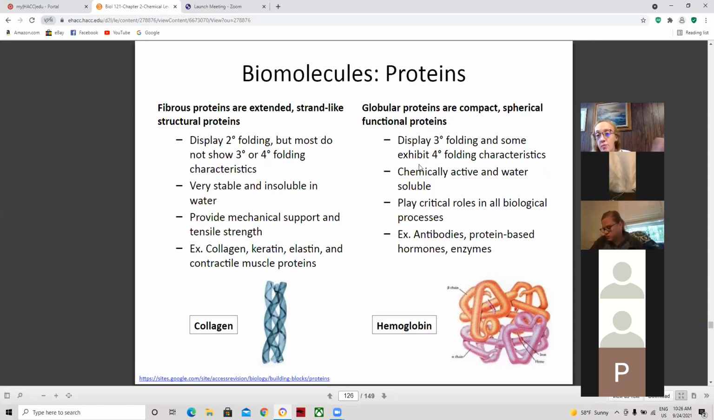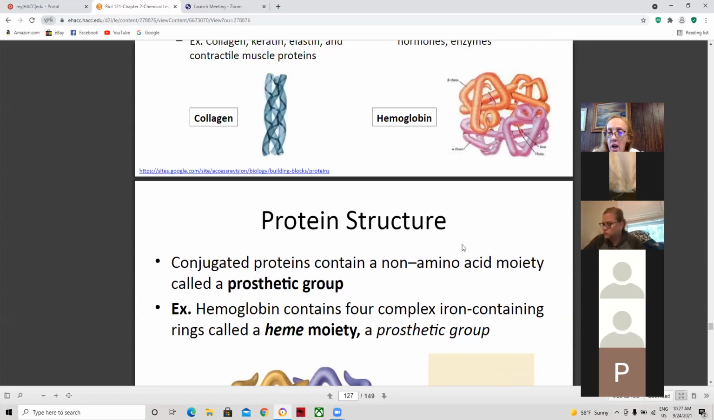Globular proteins are compact, spherical functional proteins. They display some tertiary folding and some quaternary folding characteristics in addition to the other structure levels. They're chemically active and water soluble. They play critical roles in all biological processes. Some examples are antibodies, protein-based hormones, and enzymes. Any questions?